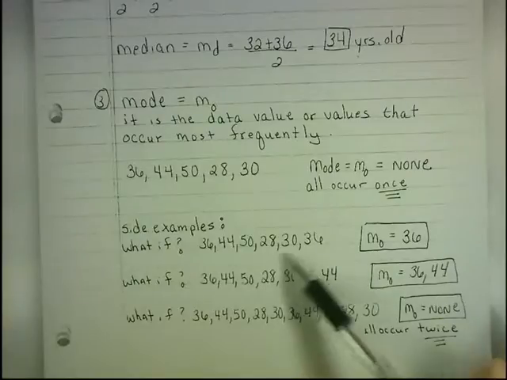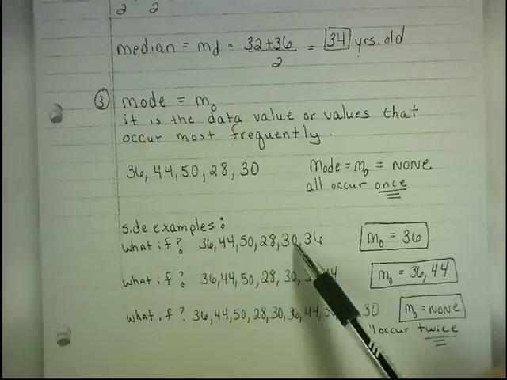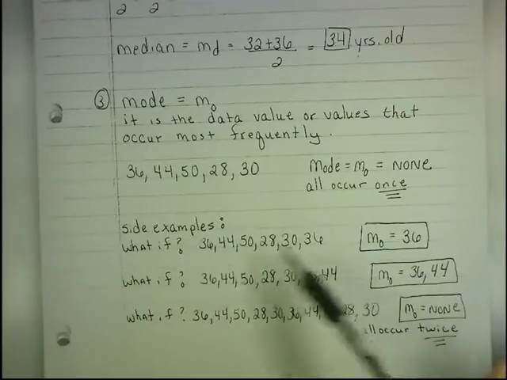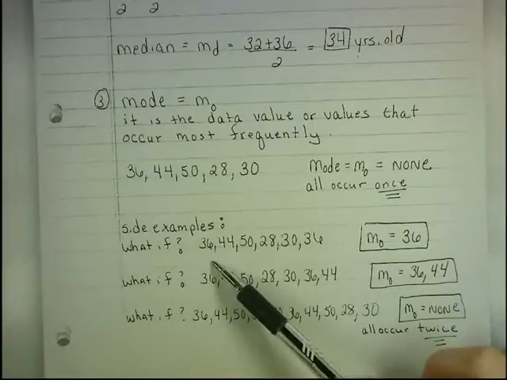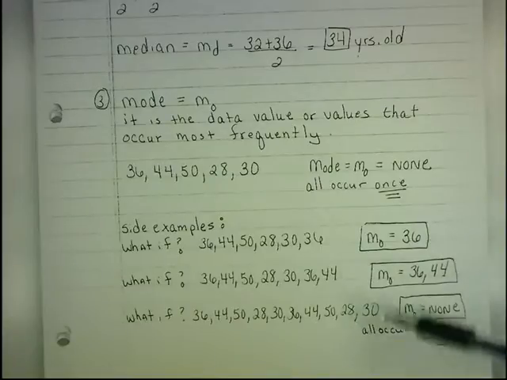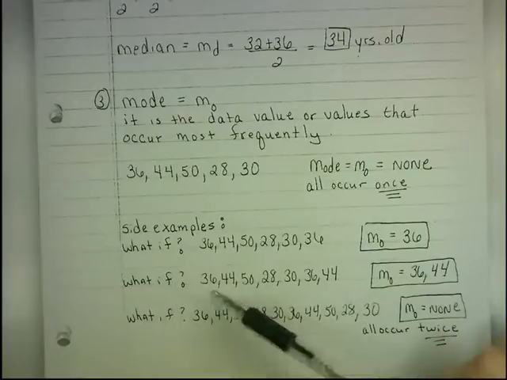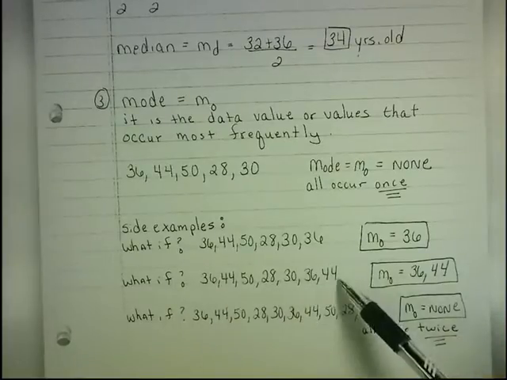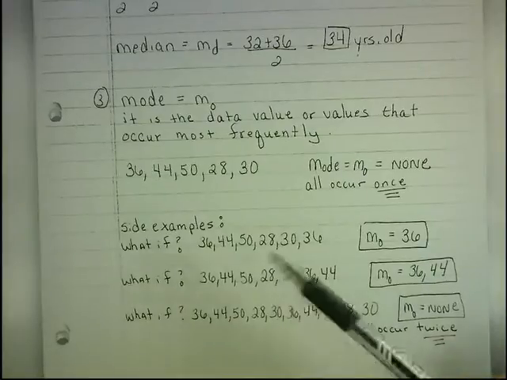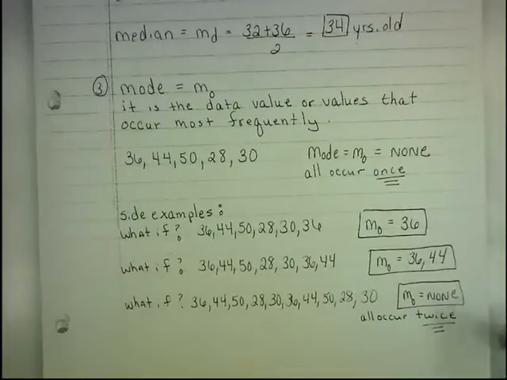Now, I have some side examples. Suppose we have 6 women here, but now we have 2 36-year-old women, and the other women, 44, 50, 28, and 30, they all occur one time, but the 36-year-old, I have 2 women that are 36, so the mode is 36. Now I have 7 women. I have a 36 here and here, a 44, one 50-year-old, one 28-year-old, and one 30. So the mode is the 36 and the 44-year-old woman because they each occur twice.